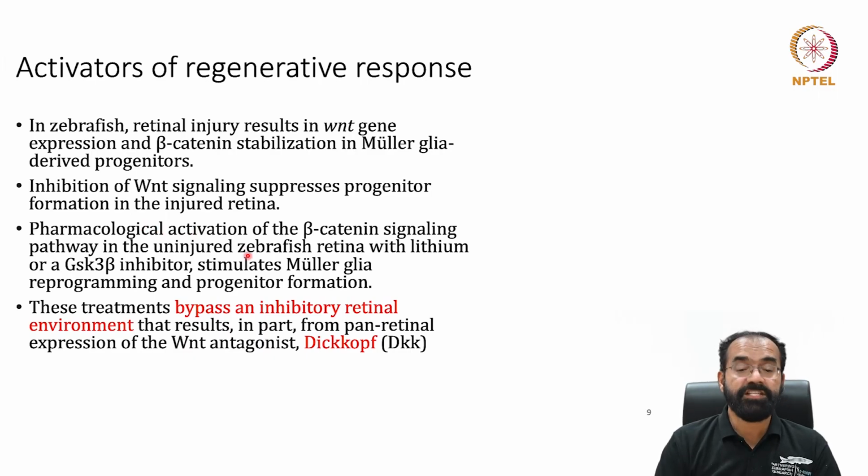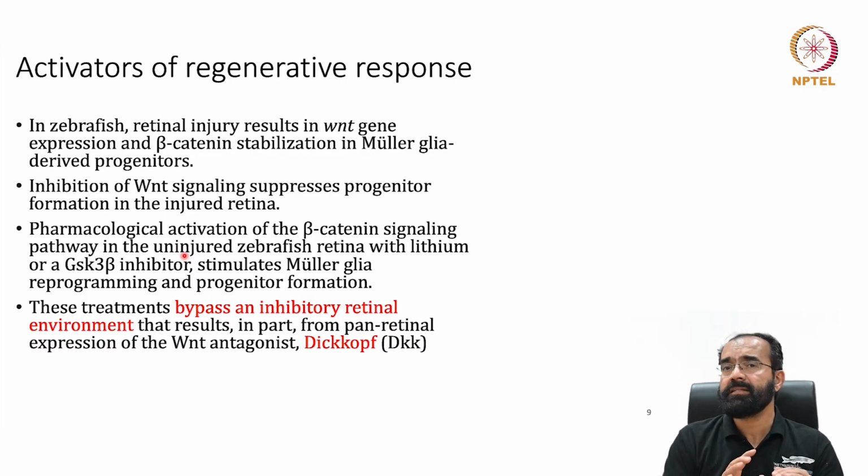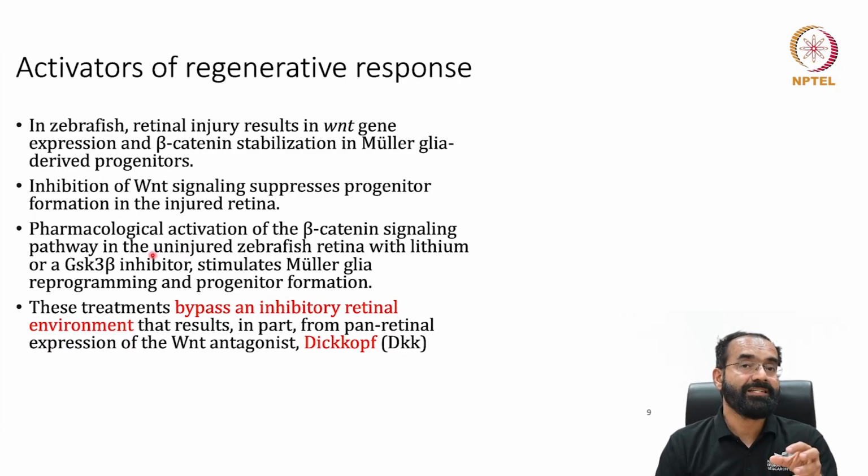So the pharmacological activation of the beta-catenin signaling pathway means you are stabilizing the beta-catenin, which is independent of the availability of the Wnt ligand. Wnt ligand acts on the Frizzled receptor, which is cell membrane associated. Now you bypass the whole thing. No matter what is happening, you can stabilize the beta-catenin, by blocking one of the phosphorylation events which is necessary for the beta-catenin degradation.